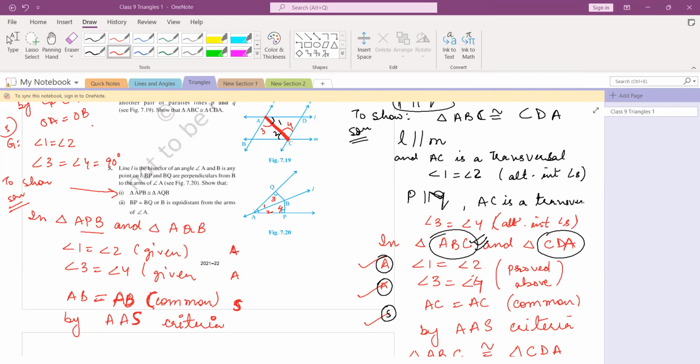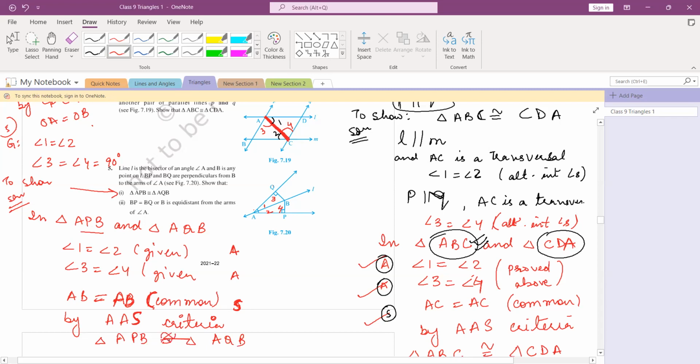So we have two angles and one side. So by the AAS criteria, the two triangles are congruent. So triangle APB is congruent to triangle AQB.